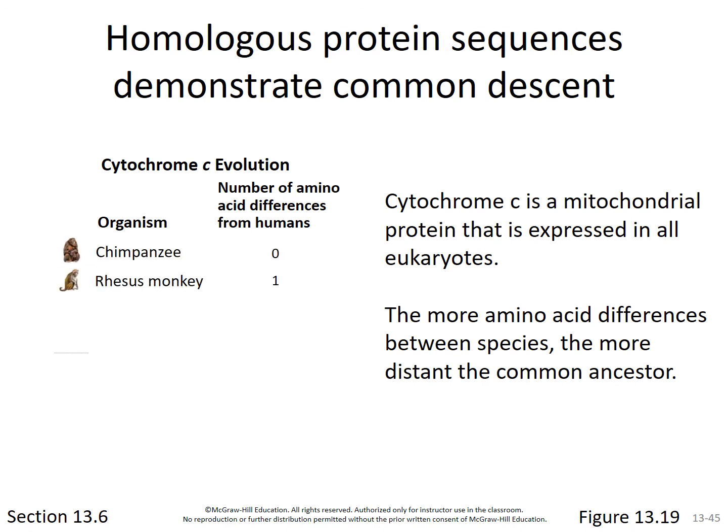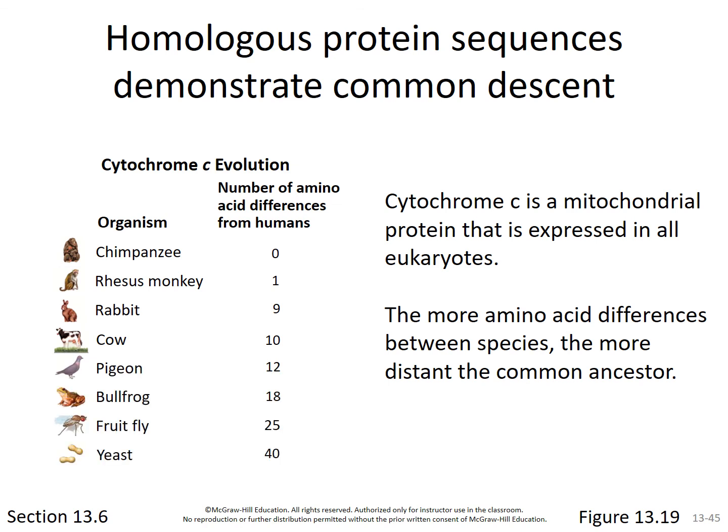So if you take a look at this, from chimpanzees, we've got no differences. From a rhesus monkey, we've got one difference. From a rabbit, 9. From a cow, 10. From a pigeon, 12. From a bullfrog, 18. From a fruit fly, 25. From yeast, 40. And when we went over that whole phylogeny thing, you can see that the number of amino acid differences from humans follows right along with how distantly related these organisms are from us.